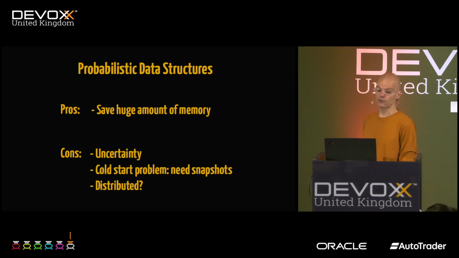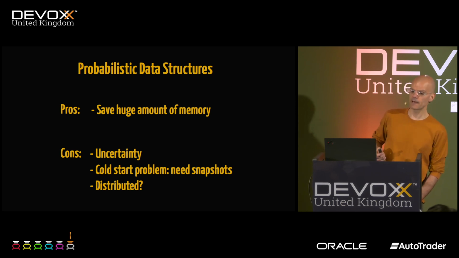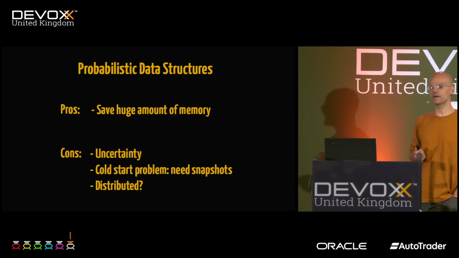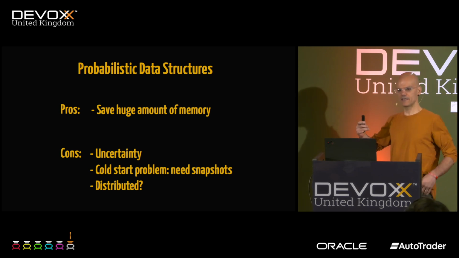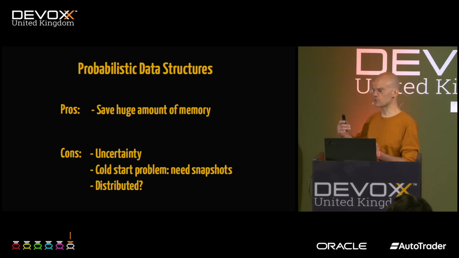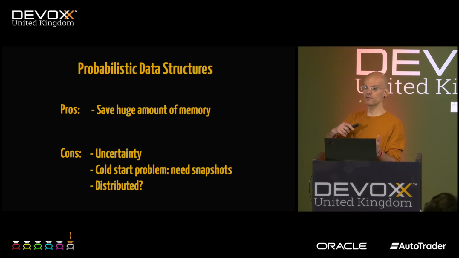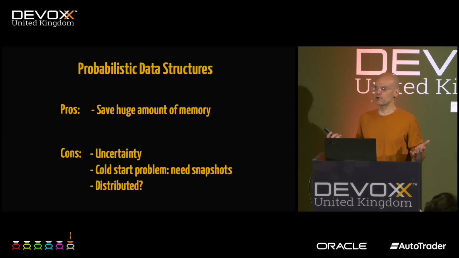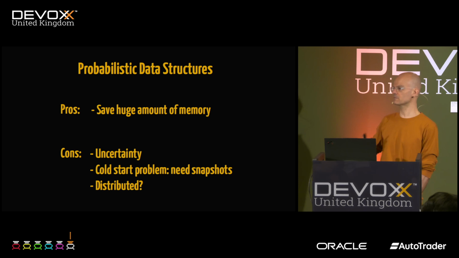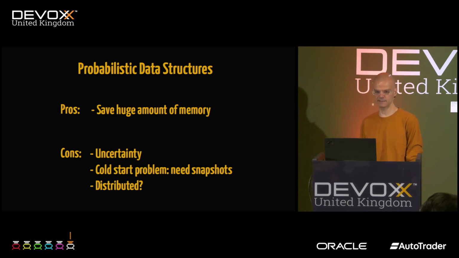The cons, of course, uncertainty. So we need to make sure that if we get a wrong result, or an approximate result, let's say, this is not going to screw our business logic. And of course, the cold start. As I showed before, we start inserting data into the Bloom filters, into the count-min sketch, into the HyperLogLog. What if we have to restart our servers? We can take snapshots, we can have other strategies, but this is a problem.